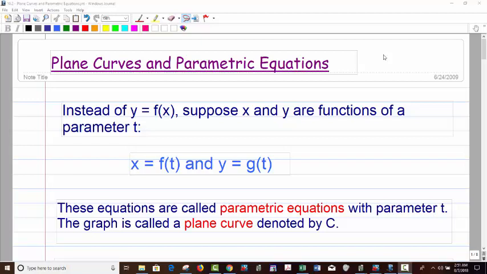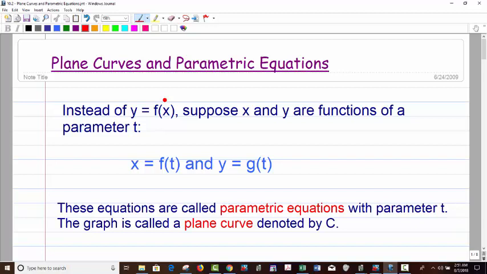Hello, this video is titled Plane Curves and Parametric Equations. Now, we're going to look at a new way to represent functions. Instead of your standard y equals f of x that you're used to, where y is the dependent variable and x is your independent variable, so that means y depends upon x.